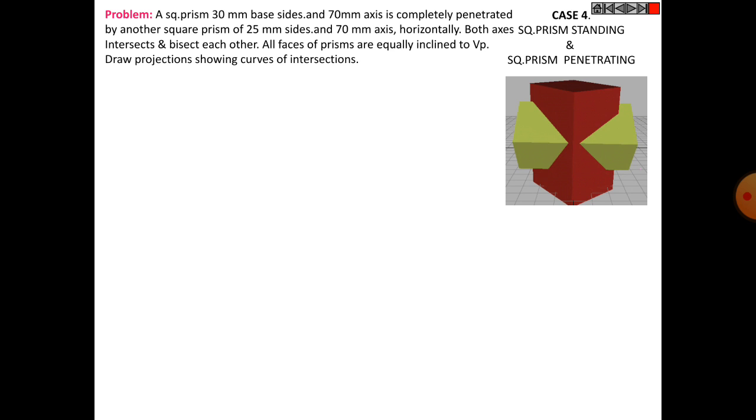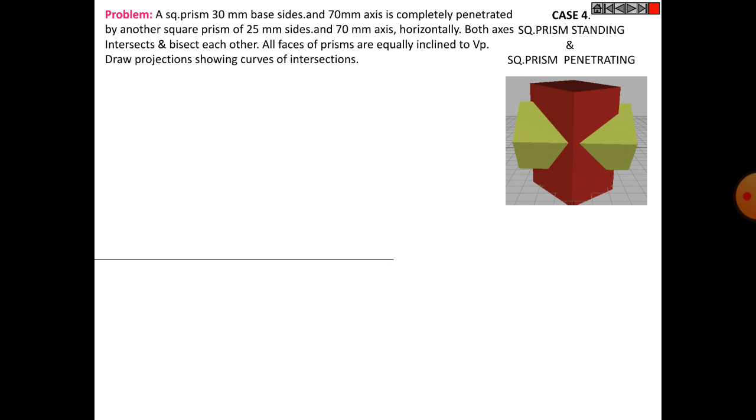A square prism, 30 mm base sides and 70 mm axis, is completely penetrated by another square prism, 25 mm sides and 70 mm axis, horizontally. Both the square prisms intersect and bisect each other. Bisect means the center point is half of the axis. All faces of the prism are equally inclined to VP. Draw the projection showing curves of intersection.